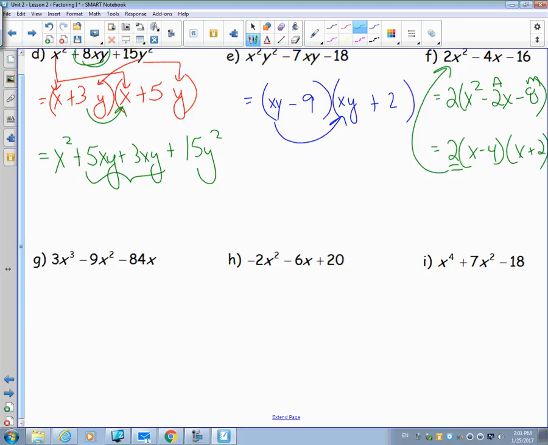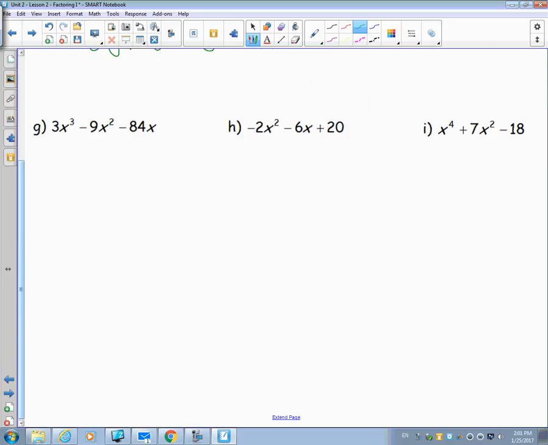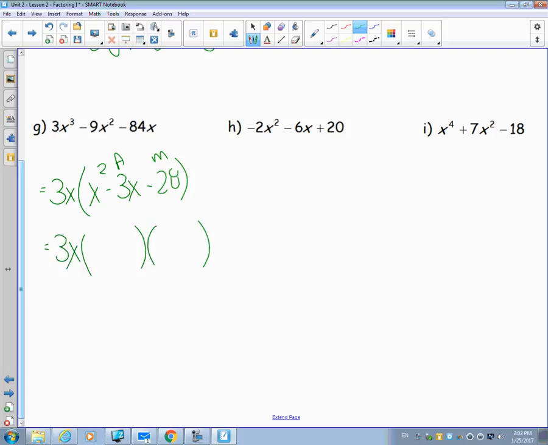I notice I don't even have a number out front. I notice they all have the same letter in common. So let's common factor out both. I can divide all by 3. They all have an x in them. We're left with x squared minus 3x, and 84 divided by 3 is 28. Okay, add and multiply. Don't lose the 3x. What multiplies to 28 and adds to 3? I need a -7 and a +4.